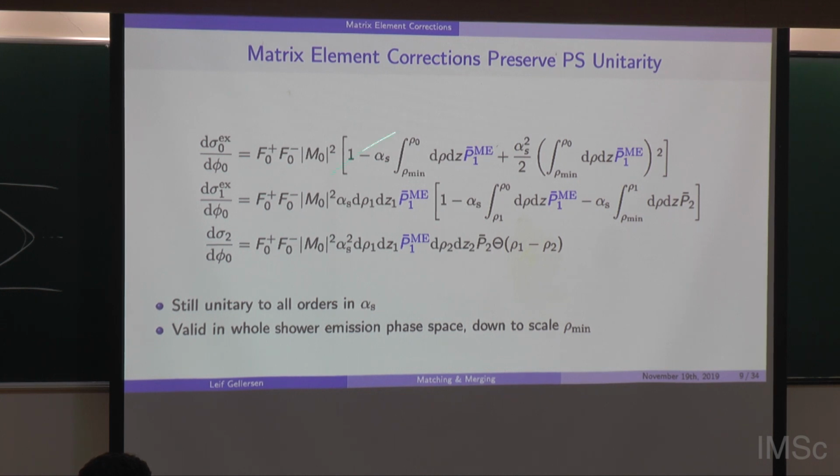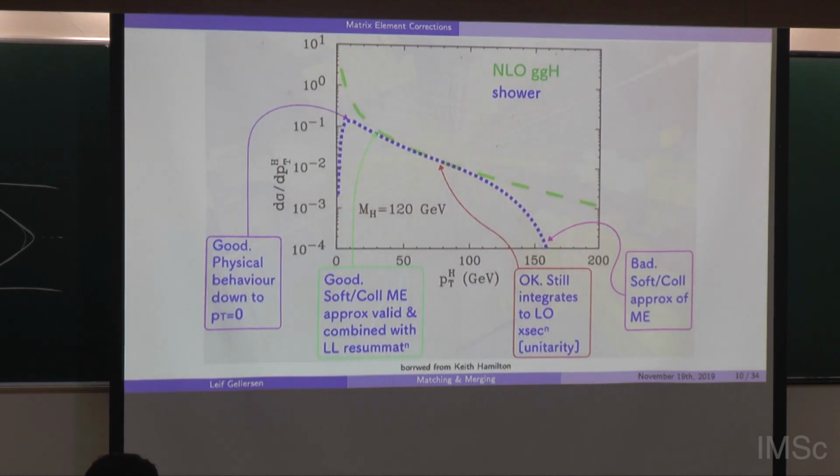And a good thing about these matrix element corrections is that you can do that all the way down to the cutoff of your parton shower. Because you implement it in the parton shower, there's no problem with this. That's a very nice feature that is not given in merging, as you will see. So just an illustration, I stole a slide here.